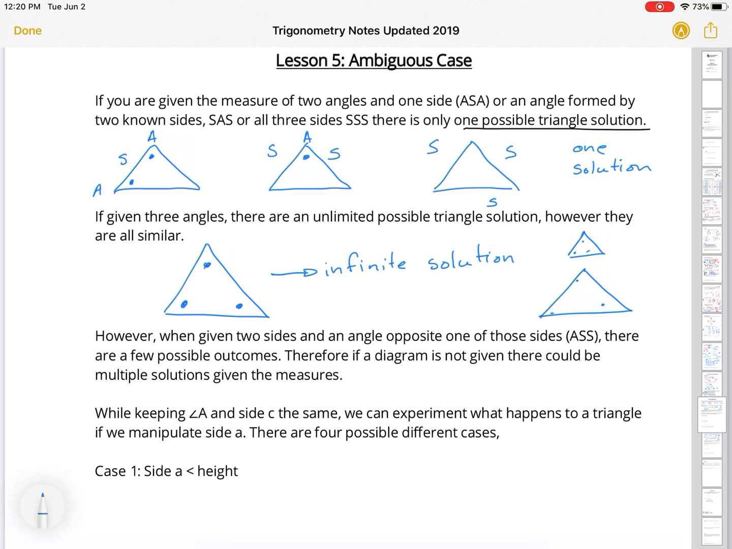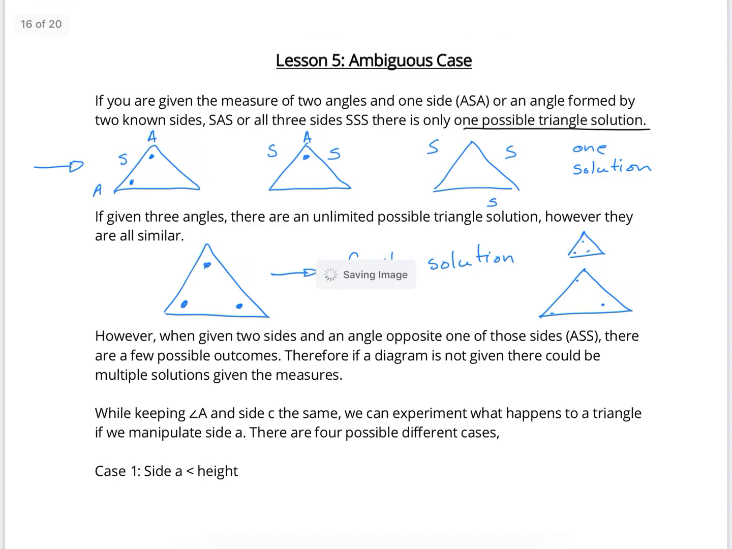If you see one that gives you all the angles and it says to solve, unless you have a side, you can't solve it. If you see one of the first three, angle, side, angle, side, angle, side, or side, side, side, then there's only one possible solution. Depending on what you know in one of those cases, it's going to determine whether you can use sine law or cosine law to solve. We haven't learned cosine law yet, but we will.